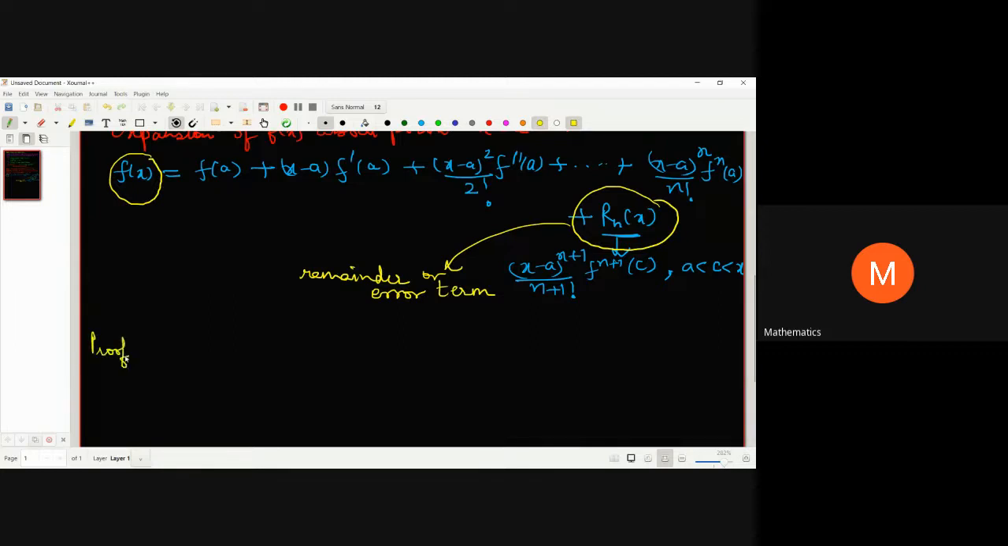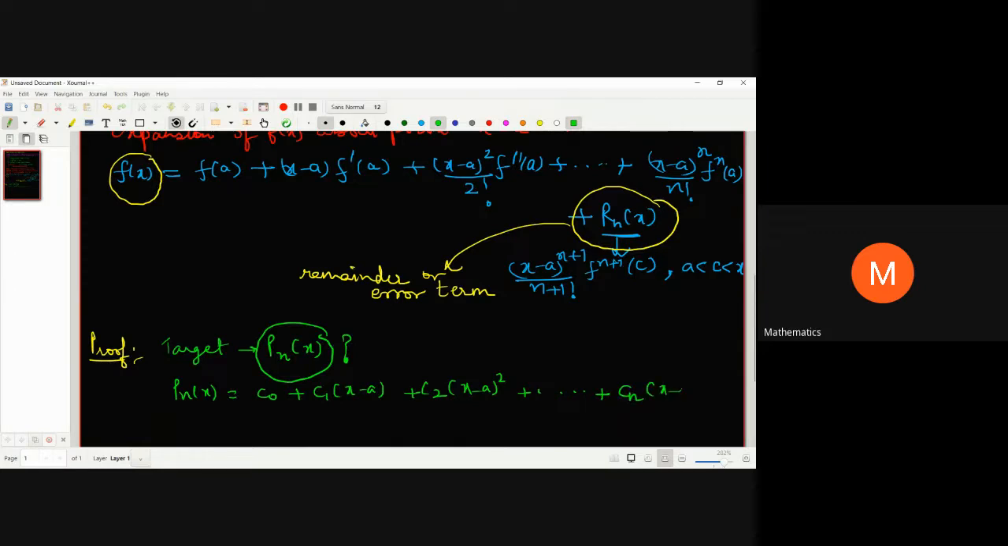Now we will prove this theorem. Our main target is to find some polynomial P_n(x). So consider P_n(x) as C0 + C1 (x-a) + C2 (x-a)^2 and so on till Cn (x-a)^n.